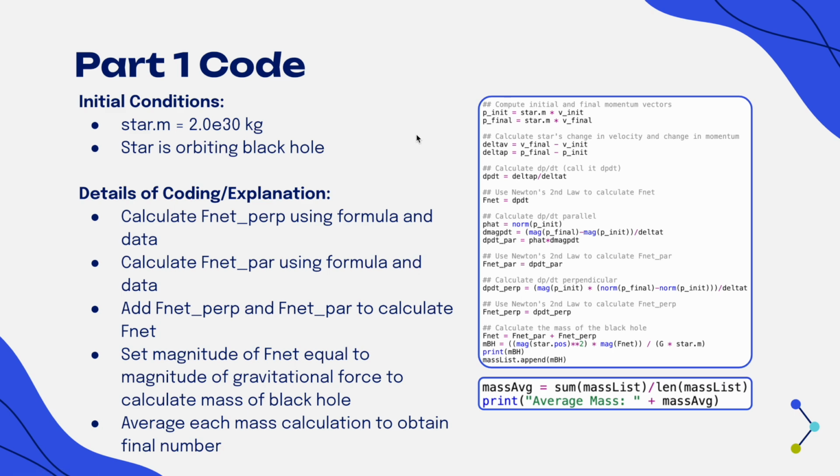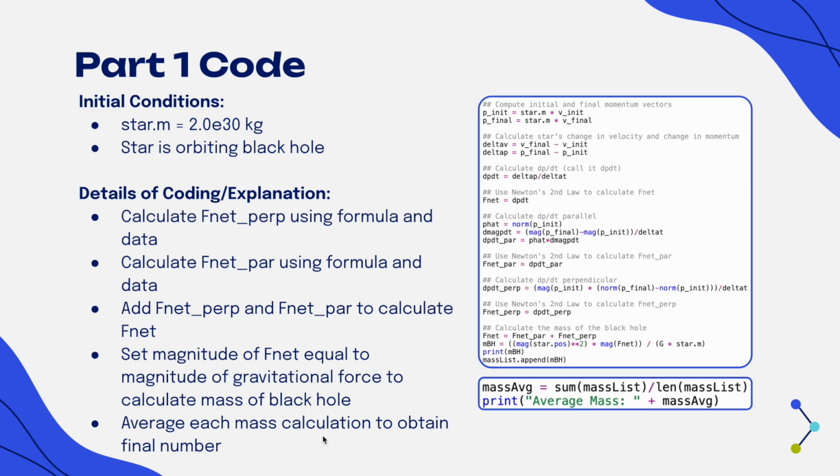For the first part of the lab, the goal was to find the mass of a black hole by considering astronomical data. To do this, you can use the data for velocity and position to find the net perpendicular force and the net parallel force and add them together to find the net force. After that, you can set the magnitude of the net force equal to the magnitude of the gravitational force to find the mass of the black hole.